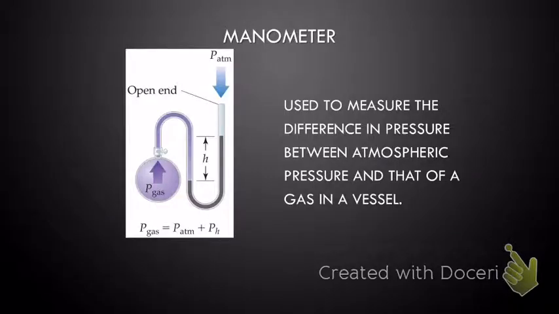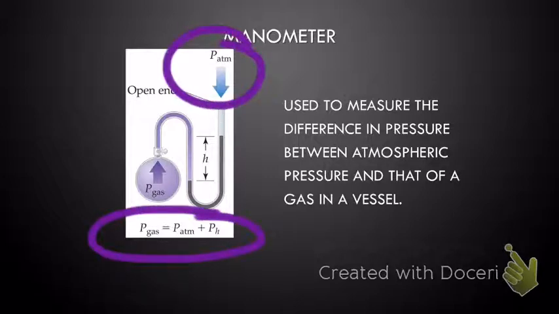Another instrument that gets used is called a manometer. A manometer measures the difference between the atmospheric pressure and the pressure in a gas vessel. Here you've got gas in a vessel, and you put some mercury in it, so the gas is pushing down from one end while the atmospheric pressure pushes on the other end. With a manometer, the pressure of the gas is equal to the atmospheric pressure plus the height, the difference in the levels of the mercury.